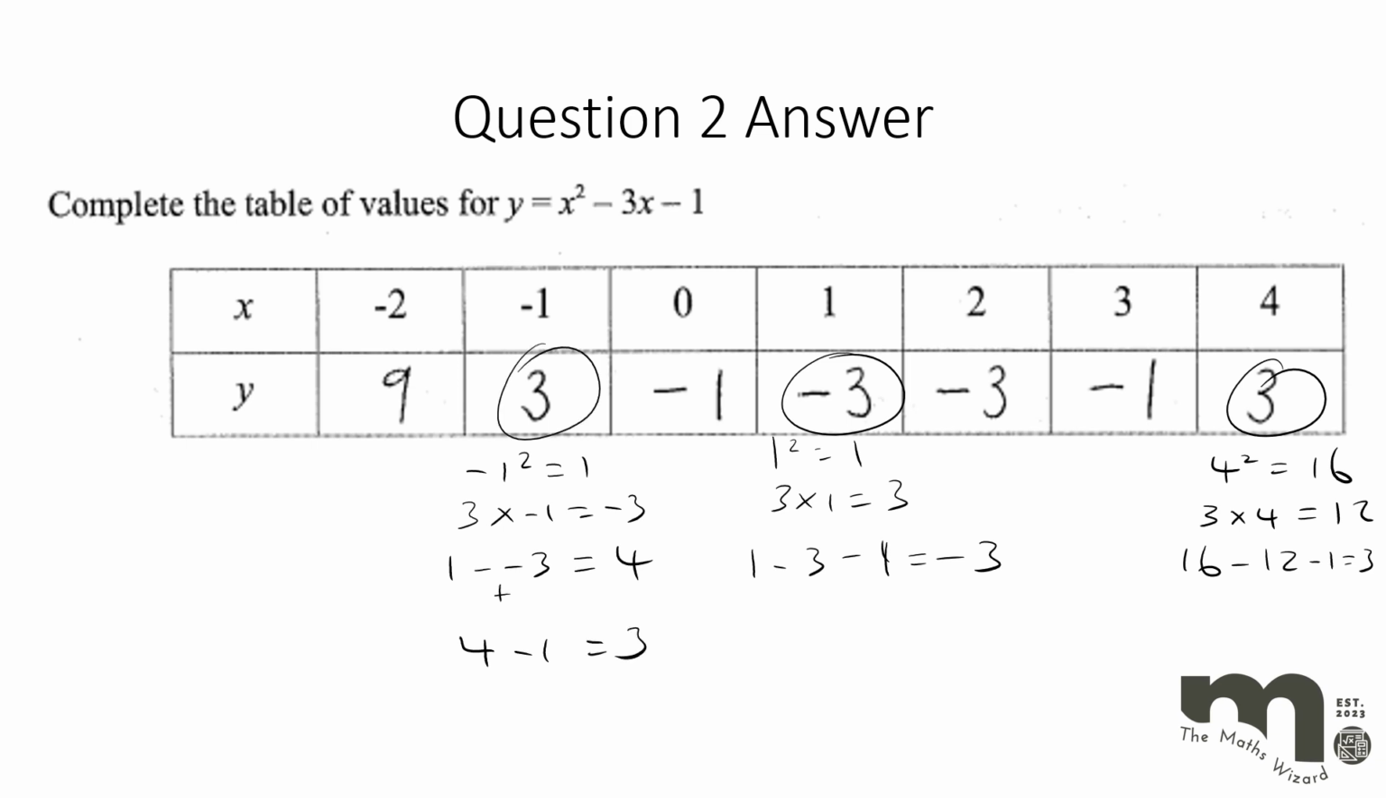I'll do the minus 2 as well. Minus 2 squared is 4. Then we've got to do 3 times minus 2, which is minus 6. Then we're doing 4 minus minus 6, which is going to give you 10, because remember that becomes an add. And then 10 take away 1 gives you the 9 that you can see in the table.